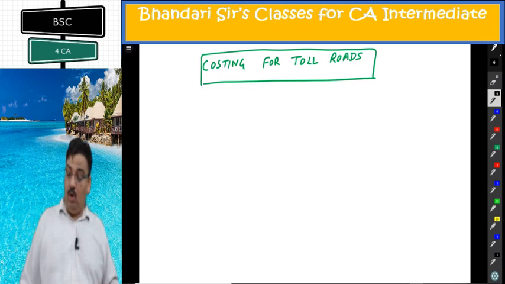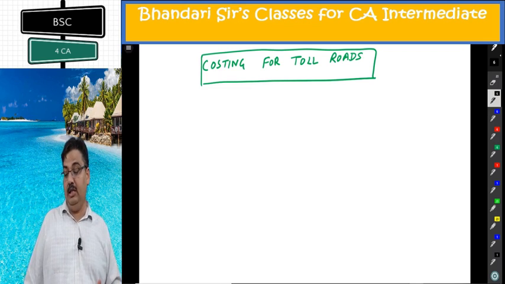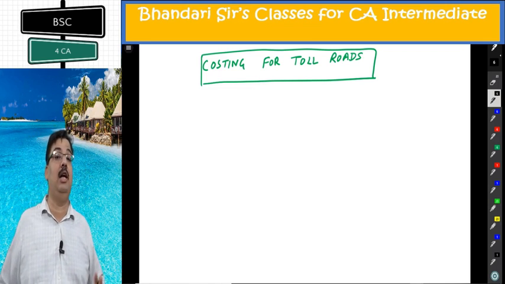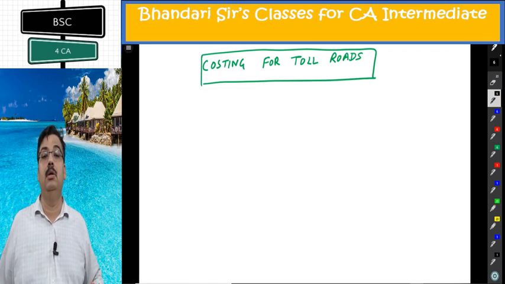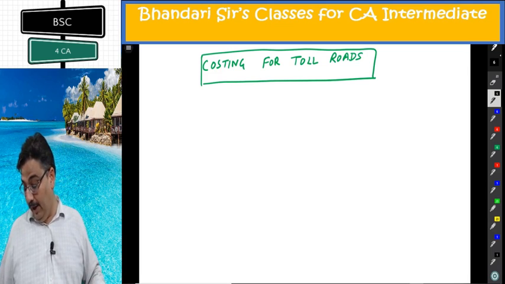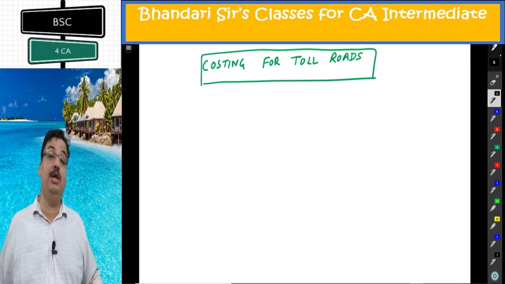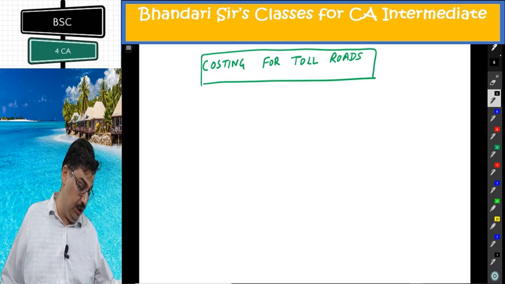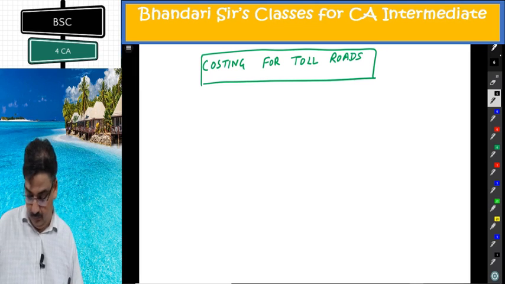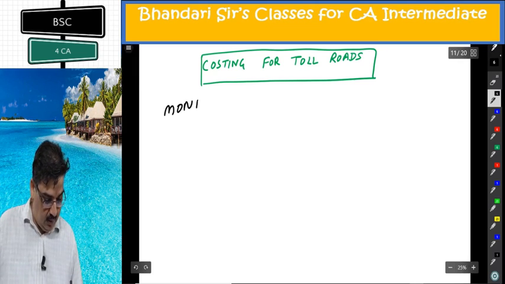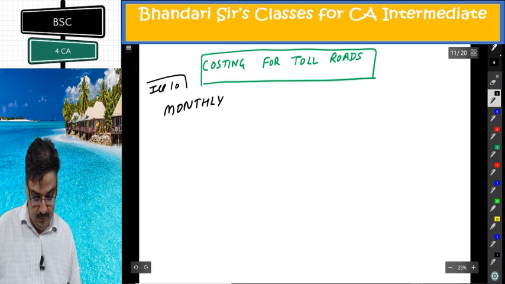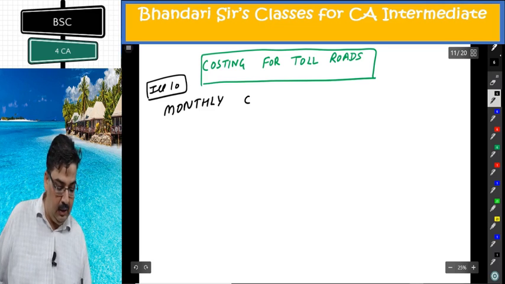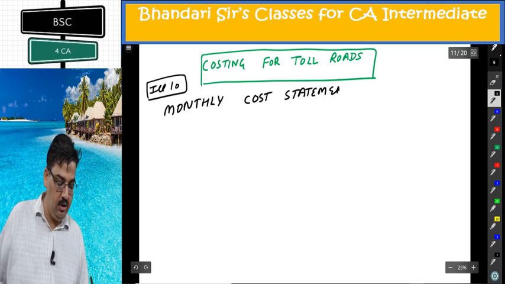In the first part, he wants cost per kilometer. In this, the profit margin will not be added. The interest and other costs will not be added. So all costs given in points 1 to 5, in addition to the apportionment of capital cost, will come here. So I am making a monthly cost sheet, a monthly cost statement. This is illustration number 10 of the ICI module. Monthly cost statement.